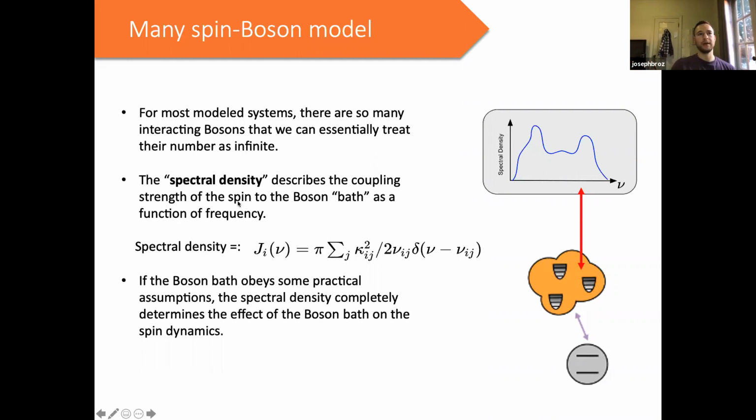And then the way that we describe it is through the spectral density. If you look at the equation right here, which is maybe a little bit unreadable, all we're doing is literally looking at a particular frequency, and then looking at the concentration of vibrational modes I have there, weighted by the coupling strength to the spin system. And also if the boson bath obeys some practical, typically realized assumptions, then this spectral density actually completely defines the dynamics of the spin system.